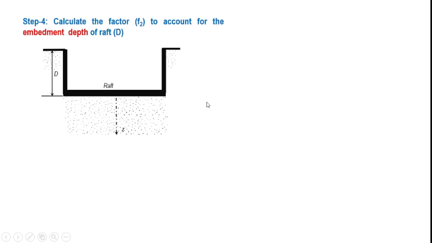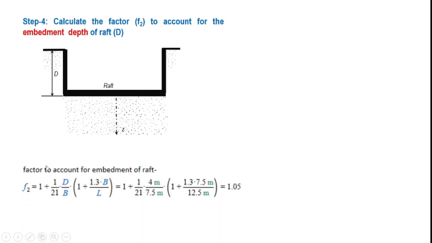And this influence will be taken through the parameter f2, which is computed as f2 is equal to 1 plus 1 by 21 into d by b into 1 plus 1.3 into b by l. Substituting all these values, we obtained f2 as 1.05. This means that the stiffness computed in step 2 needs to be increased by another 5% in order to take care of the embedment depth of the raft.